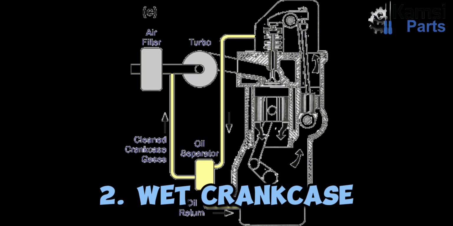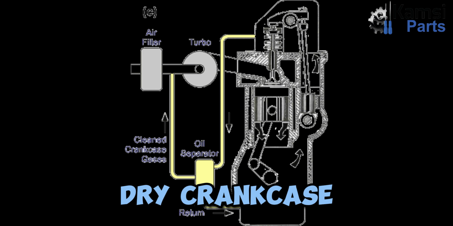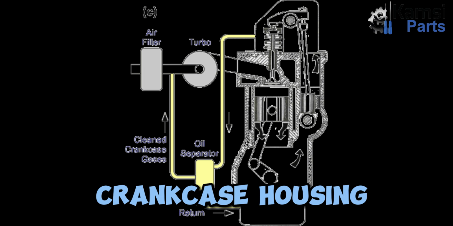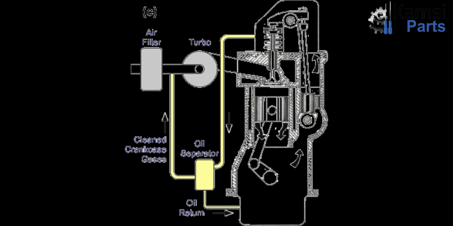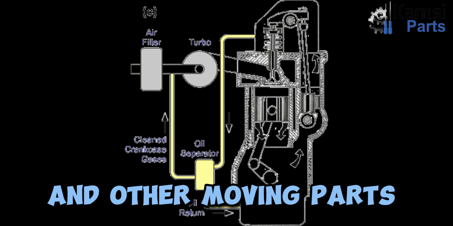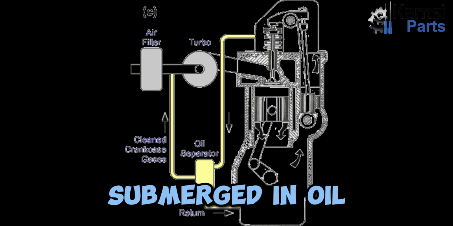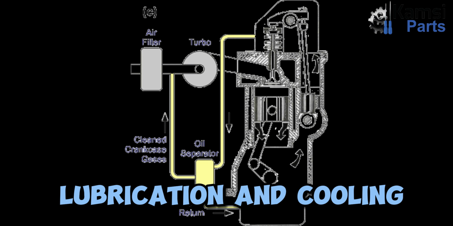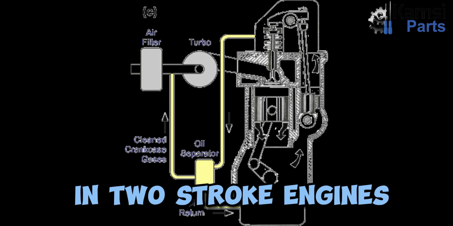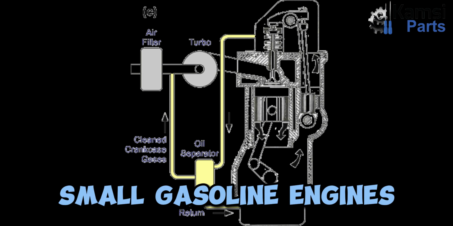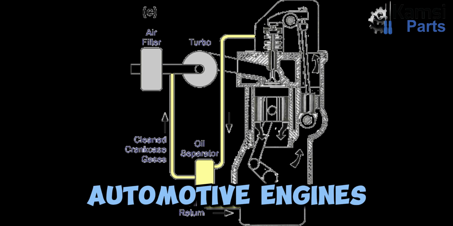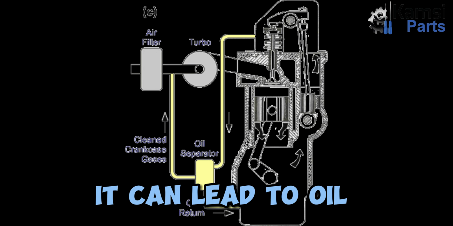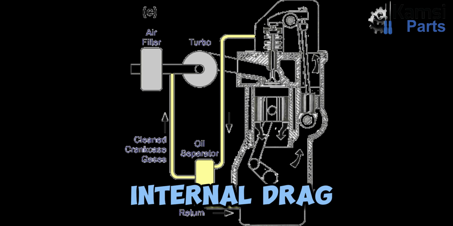2. Wet crankcase. In contrast to a dry crankcase, a wet crankcase incorporates oil directly into the crankcase housing. The crankshaft, connecting rods, and other moving parts are partially submerged in oil, providing continuous lubrication and cooling. This design is often seen in two-stroke engines, small gasoline engines, and some older automotive engines. While it simplifies lubrication, it can lead to oil contamination and increased internal drag.